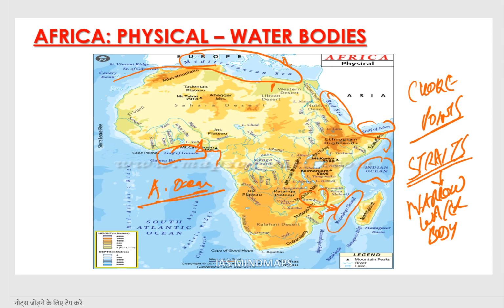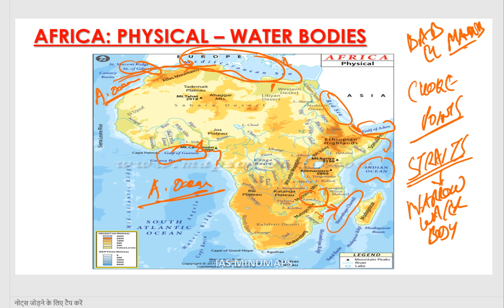First is the Strait of Gibraltar. So Strait of Gibraltar lies just to the north of Africa on the inlet of Mediterranean Sea. And Strait of Gibraltar connects Mediterranean Sea with the rest of Atlantic Ocean. Very, very important point. Second strait is the Strait of Bab el-Mandeb. And Strait of Bab el-Mandeb is present between the Red Sea and the Gulf of Aden, out here.